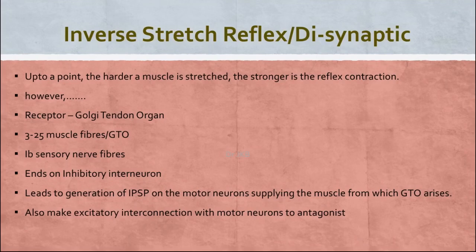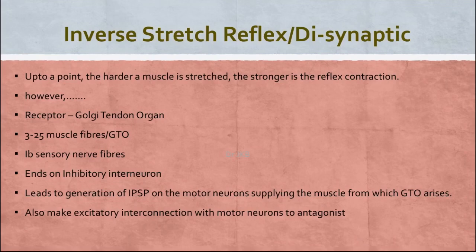As the name itself suggests, when we stretch a muscle, what is the norm? The norm is that the muscle should contract. But in this scenario, when we stretch the muscle, it will relax. Instead of contracting, the inverse or opposite will happen. That's why it is called inverse stretch reflex. So why is this happening?